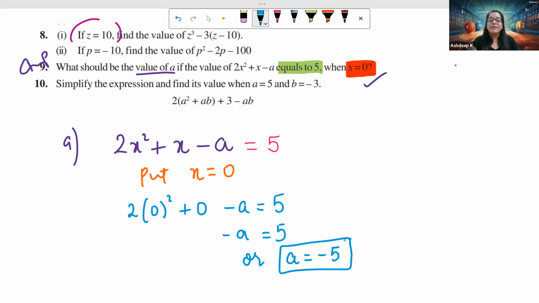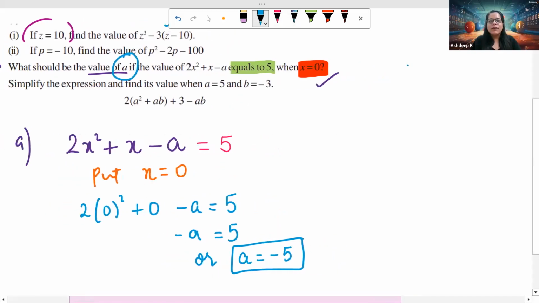Because in the question, it is asked to find the value of a. The variable here is positive, right? So now we have simply transferred the negative value to the RHS and we found the answer that a is equal to minus 5. I hope that's once again clear to every one of you.